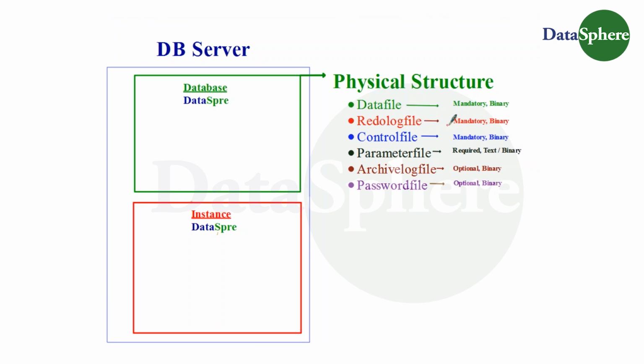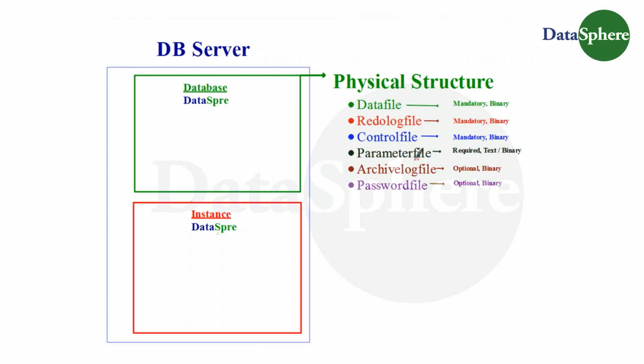The redo log file is also mandatory, a binary file. The control file is a mandatory, binary file. So these three are mandatory and all three are binaries. All these three files put together can probably count as our database. But apart from these three files, we have a few more files which are important for us.